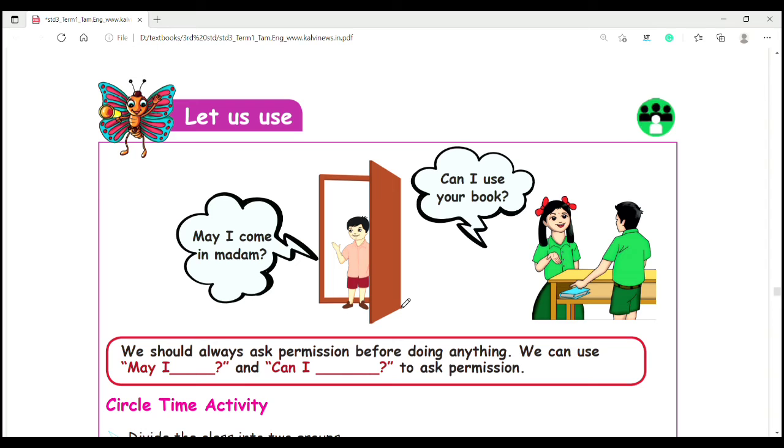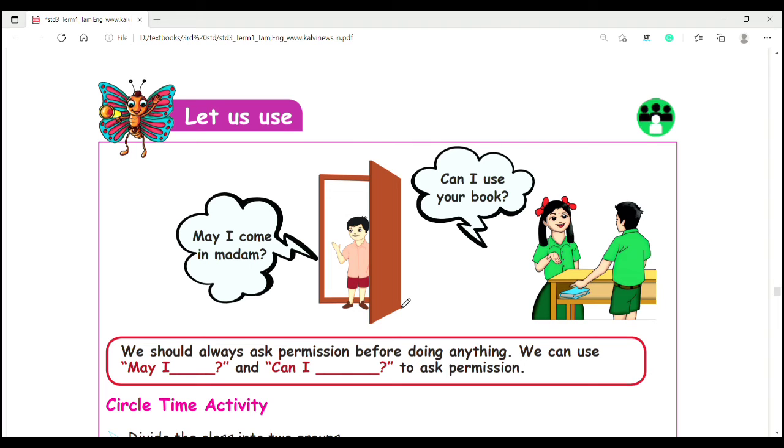Let us use, may I come in, madam? So what is the boy asking? The boy is asking, may I come in, madam? If you're entering your HM room, or entering any office to meet very high professionals, such as a doctor or anyone, you should ask, may I come in, madam? So what should you ask, children? May I come in, madam? So we should always ask permission before doing anything.